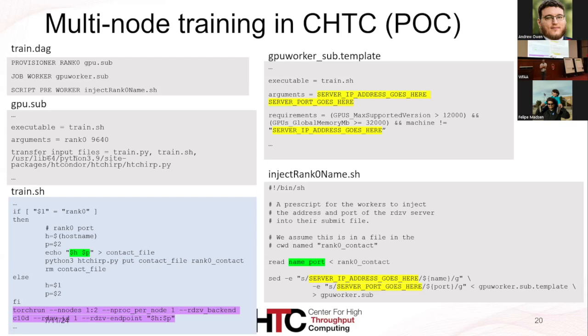So the idea here is we need one worker to start training first. We need some rank 0 process to start. We do that by including a provisioner node. A provisioner node in a DAG is something that is guaranteed to start first. And once it starts, it communicates back. It says, OK, you can start the rest of the DAG now.